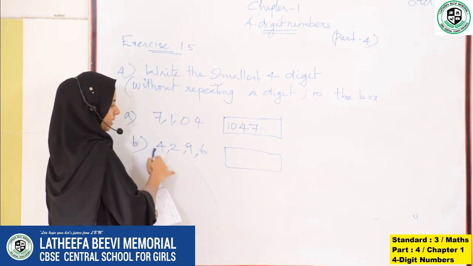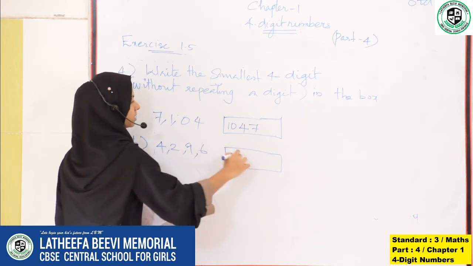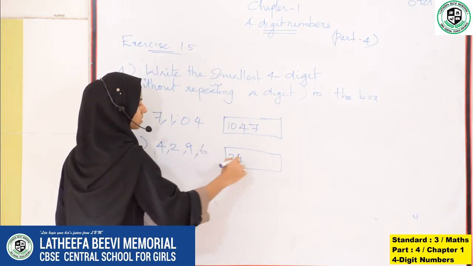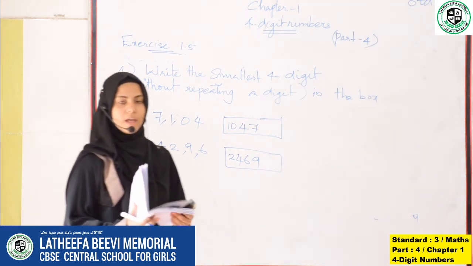So which one is the smallest number among these numbers? It is 2. Next smallest is 4. Next smallest is 6, then 9. So this is the number you got using these four digits.